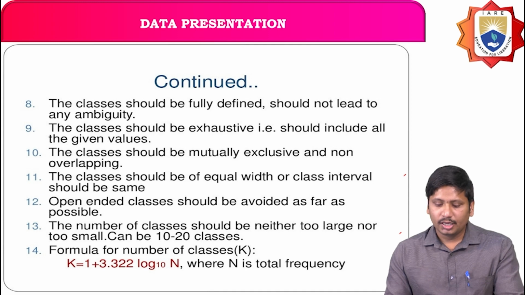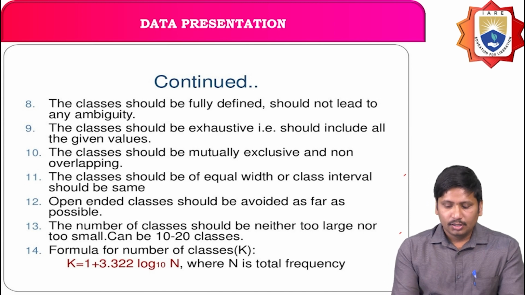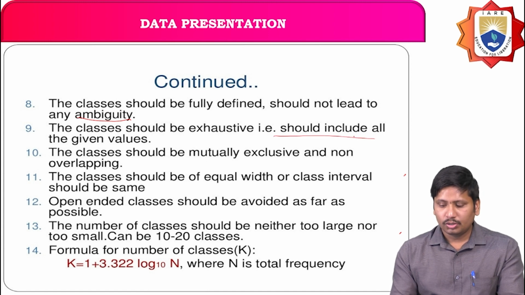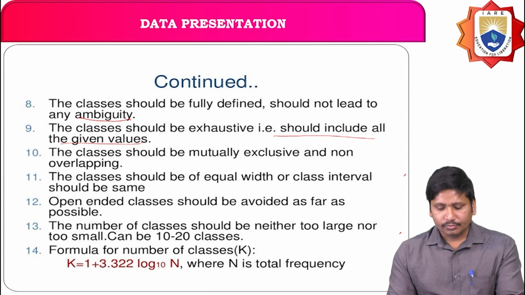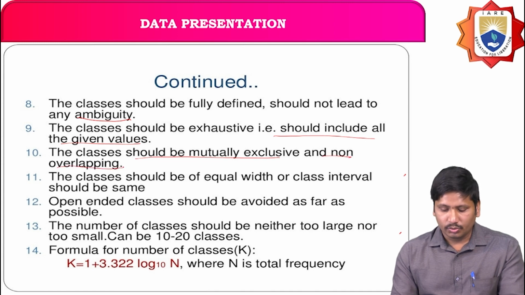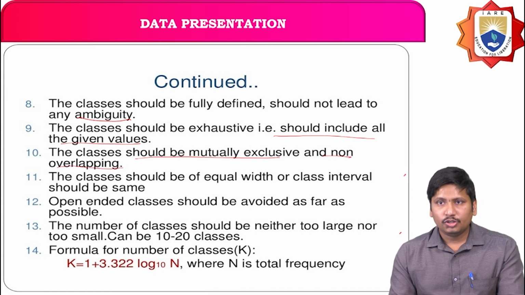The very first one is that the classes should be defined so that they do not lead to any ambiguity. Ambiguity means repetition, so repetition should be avoided. And the classes should be exhaustive. Exhaustive means they should include all the given values. And then the classes should be mutually exclusive and non-overlapping also. So the classes you are taking should be mutually exclusive, and all the time overlapping should not be entertained here.